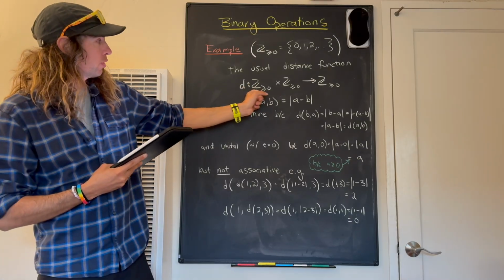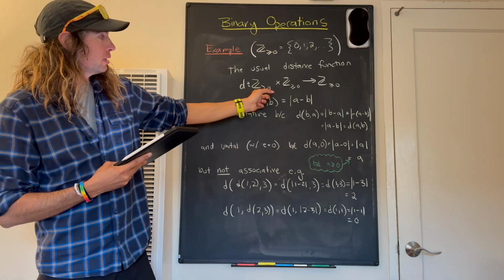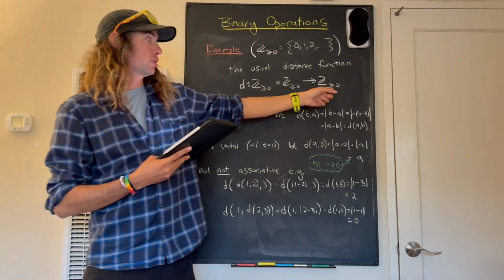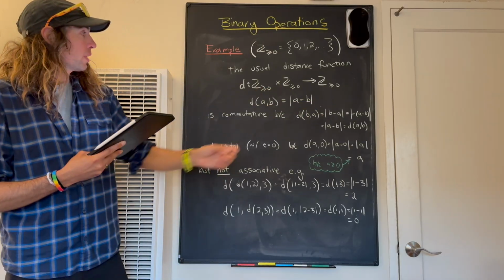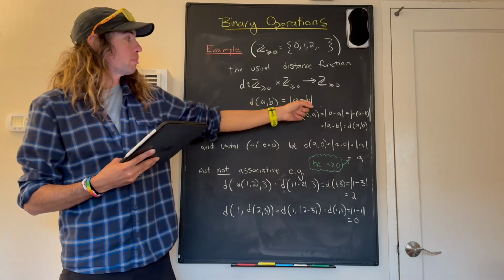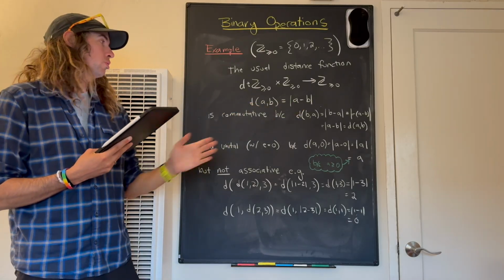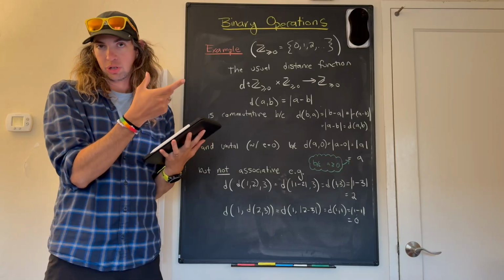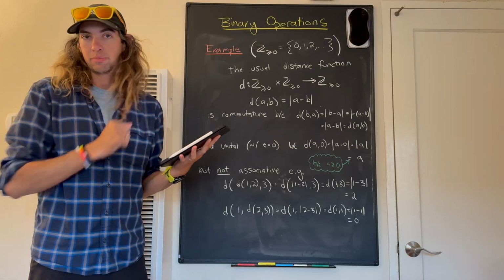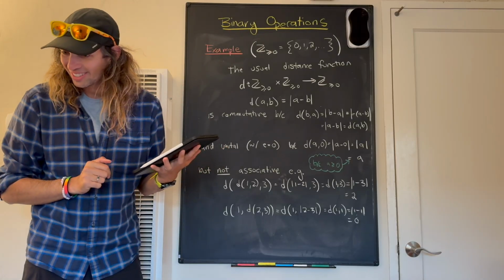So this is a function from Z greater than or equal to 0 cross Z greater than or equal to 0 to Z greater than or equal to 0. And it's defined by d of a comma b as the absolute value of a minus b. So you'll recognize this as the normal distance function on the real line, but just restricted to the non-negative integers.